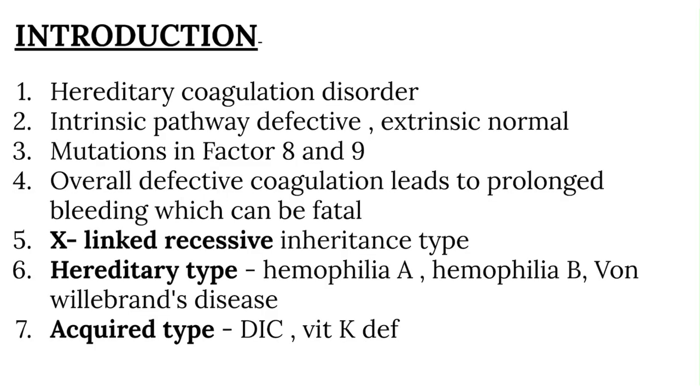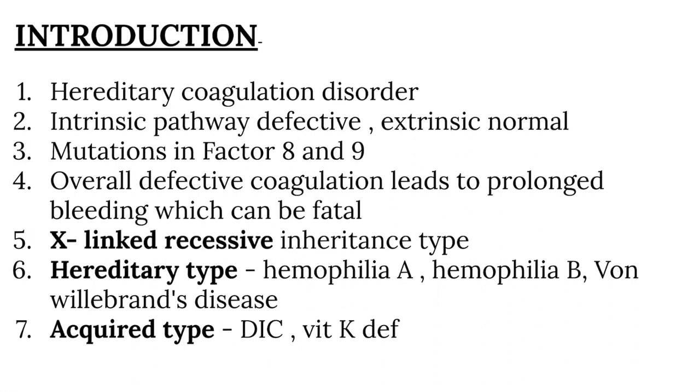In this video, we'll talk about hemophilia. It is a hereditary coagulative disorder. Here, the intrinsic pathway is affected. Extrinsic pathway is normal. There will be mutations in the factor 8 and 9, which leads to the defective intrinsic pathway. Overall, defective coagulation leads to prolonged bleeding, which can be fatal. The inheritance type is X-linked recessive.